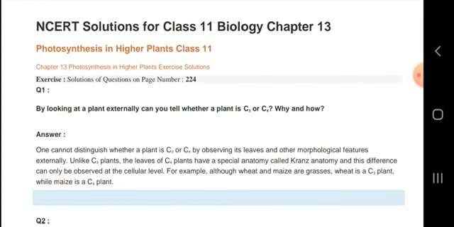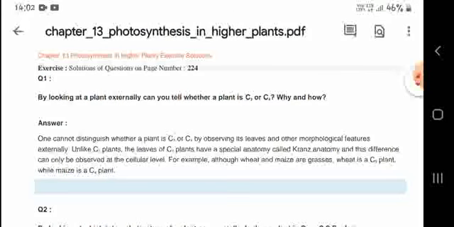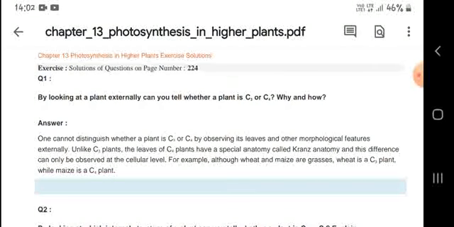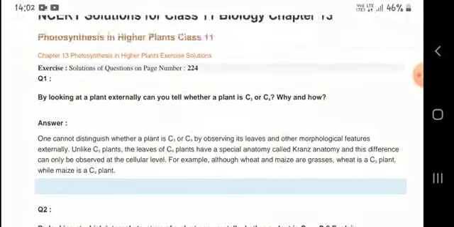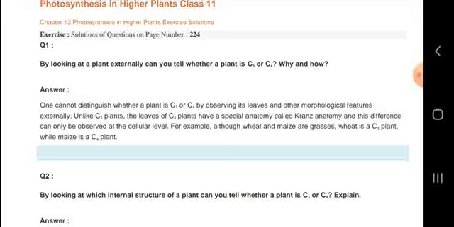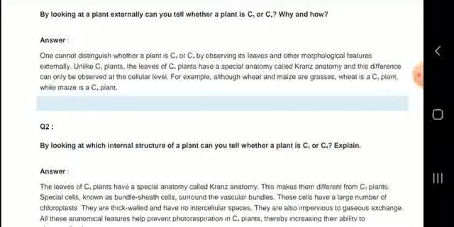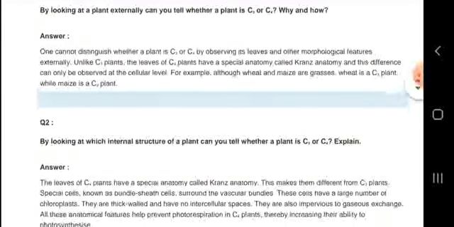I'm in coaching center. So today I'm going to explain 11th standard biology, 13th chapter, photosynthesis in higher plants. By looking at the plant externally, can you tell whether a plant is C3 or C4? Why and how? One cannot distinguish whether the plant is C3 or C4 by observing the leaves and other morphological features externally. Unlike C3 plants, the leaves of C4 plants have a special anatomy called Kranz anatomy, and the difference can only be observed at the cellular level.